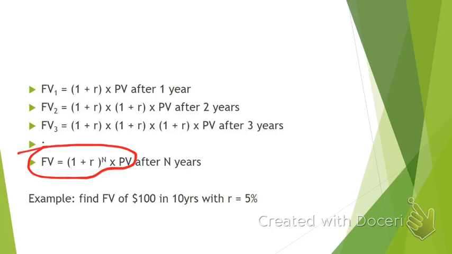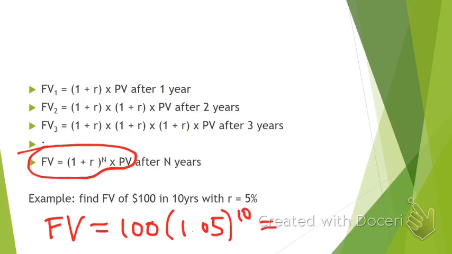Now you may have to solve for present value. Then it's just the future value divided by 1 plus R to the n. All right? So let's find the future value of $100 in 10 years with an interest rate of 5%. So my equation, if we plug in, future value equals what? 100 times 1.05 to the 10th. Calculate that.